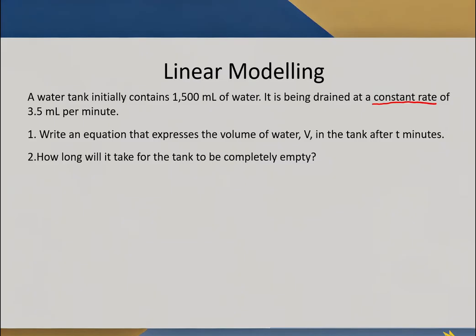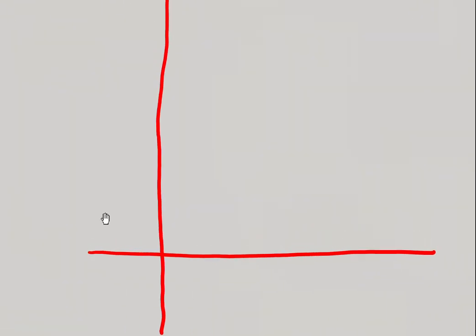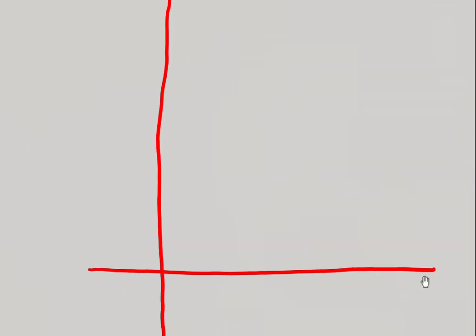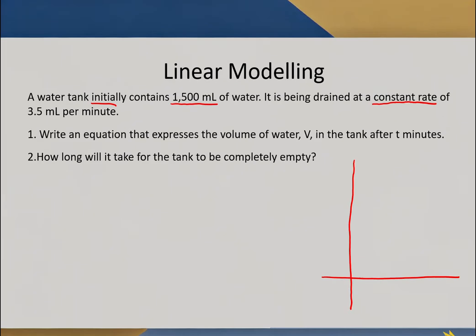A water tank initially contains 1,500 mils. It says initially. So I'm just going to draw a basic graph just so we can visualize. Because it's initially, it's time zero. So that means it's going to be right over here. So at time zero, I'll label this here as T, and I'll label this here as V for the amount of volume I have.